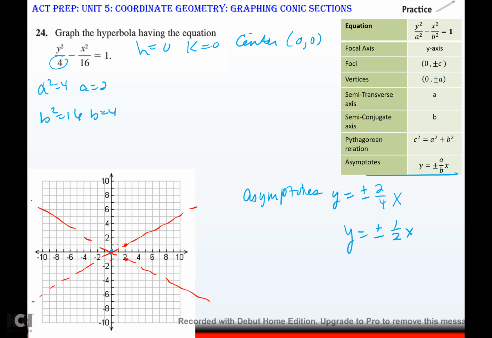Alright, so then I need to get some vertices. To get my vertices, I take 0 plus or minus a. So mine's going to be 0, positive 2, and 0, negative 2. Okay. Oh, I guess we should have talked about this. Since y squared is subtracting the x squared, these hyperbolas are going to be vertical to each other, up and down.